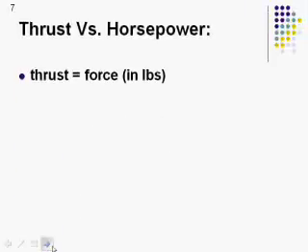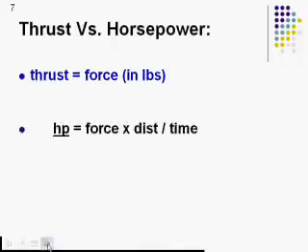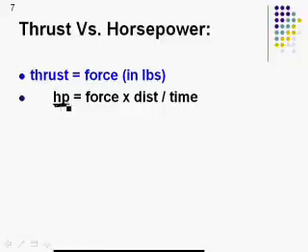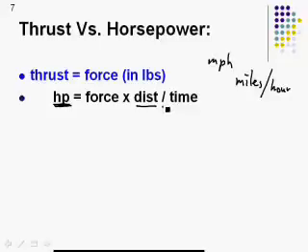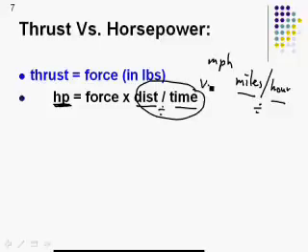Okay, thrust versus horsepower. Now, thrust is a force, and we're going to do all of our force calculations this semester in pounds of force. Horsepower, however, is a force multiplied by distance divided by time. For instance, miles per hour is a distance divided by time, so that is the same as velocity.